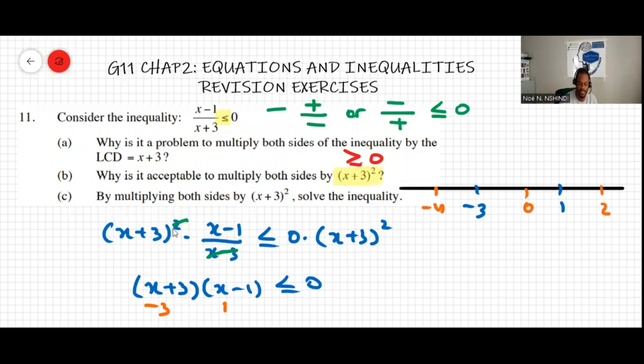If I substitute negative 4 here, I would have a negative number times another negative number, which will make a positive number. If I substitute 0 for x, it's going to be negative. And if I substitute 2 for x, it's going to be positive. But my answer is in here, negative, because it says less than or equal to 0. Therefore, the solution will be negative 3 less than x, and x less than or equal to 1. So that's the solution.